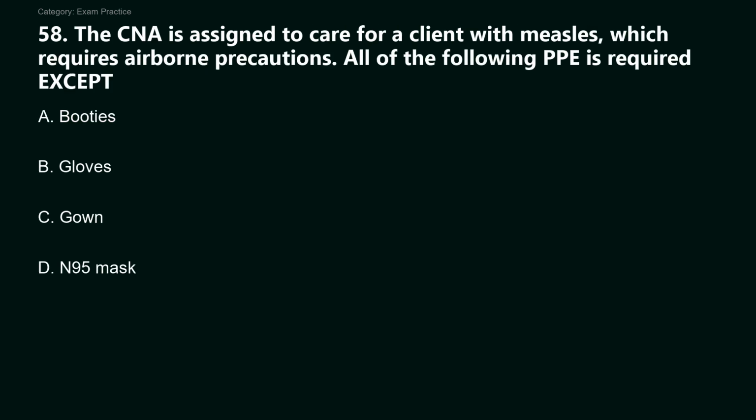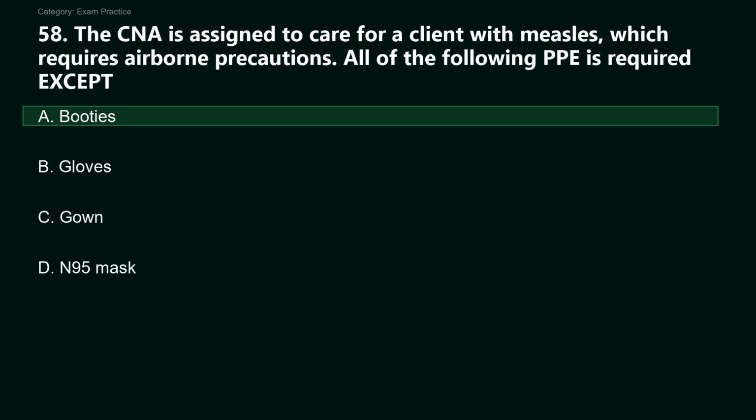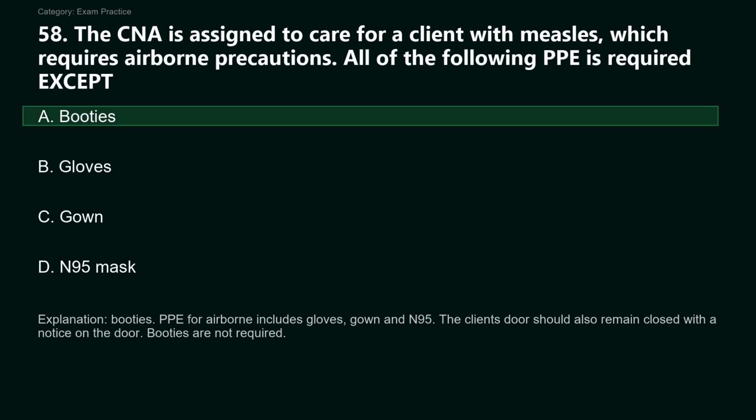Question 58. The CNA is assigned to care for a client with measles, which requires airborne precautions. All of the following PPE is required except Option A, booties. Option B, gloves. Option C, gown. Option D, N95 mask. The correct answer is option A, booties. PPE for airborne includes gloves, gown, and N95. The client's door should also remain closed with a notice on the door. Booties are not required.